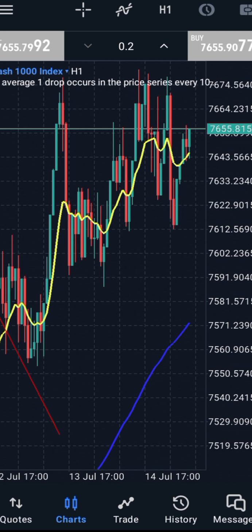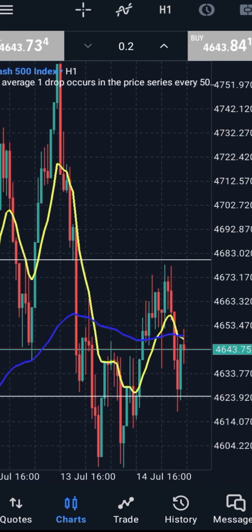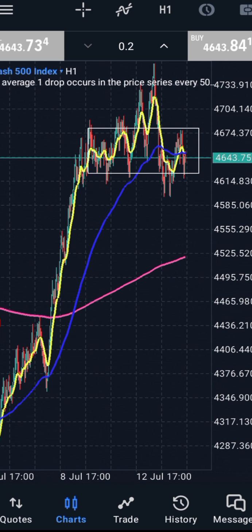Now if the market is in this kind of condition, this is where I say the market is in a ranging format. So I don't trade the market. I just scalp this asset for now because the market is in a ranging form. Even the Crash 500 of this period is in a ranging format. This is the box I made because I know the market is now ranging, so I tend to leave the market.